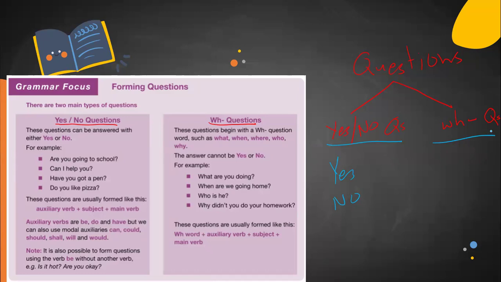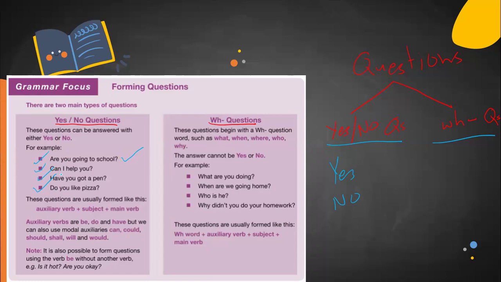Now, let's have some examples before talking about how to form questions in English. With yes/no questions, we have these examples. Are you going to school? Can I help you? Have you got a pen? Do you like pizza? Now prepare your questions, because we are going to form some questions here.